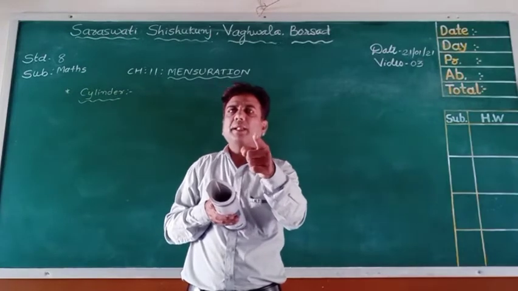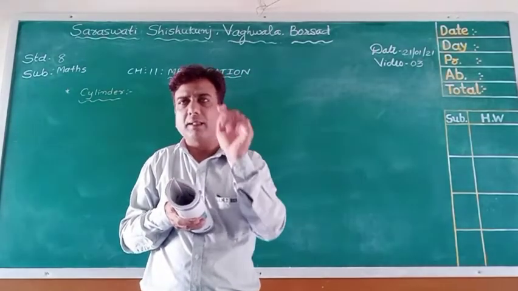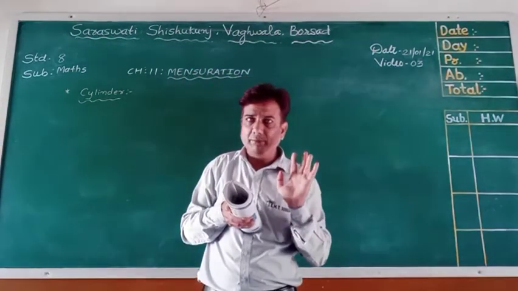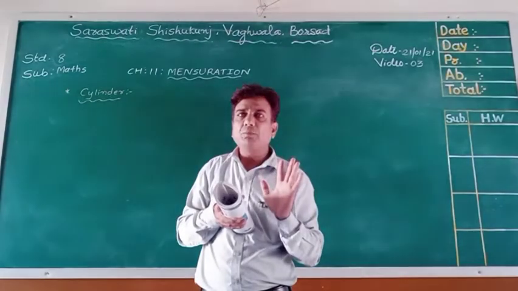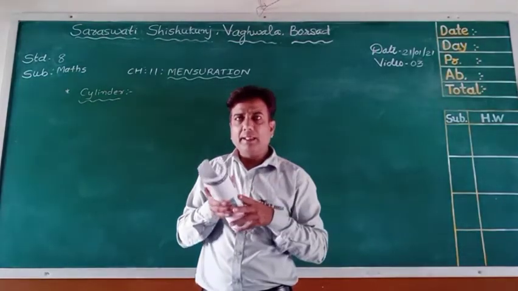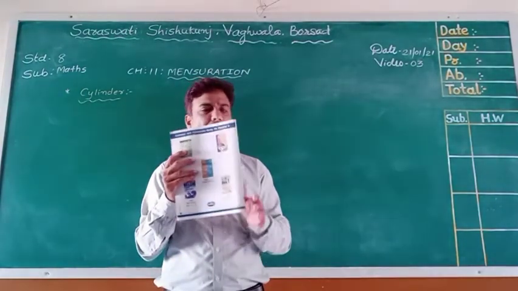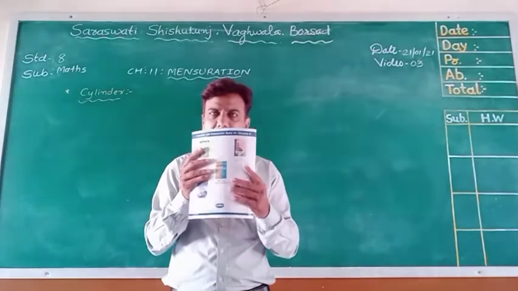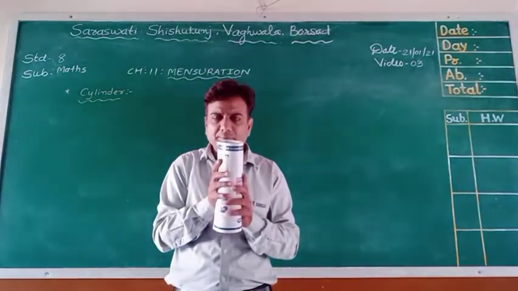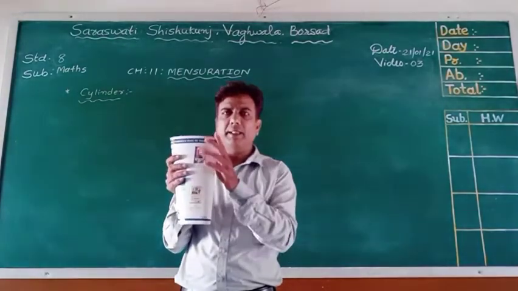So we have to use here the formula for the circumference of a circle, and that formula we already know. Circumference of a circle equals 2 pi r. Clear? And this breadth, when it was in rectangle shape, we can say this length. But when we convert into a cylinder, then this length converts into height.